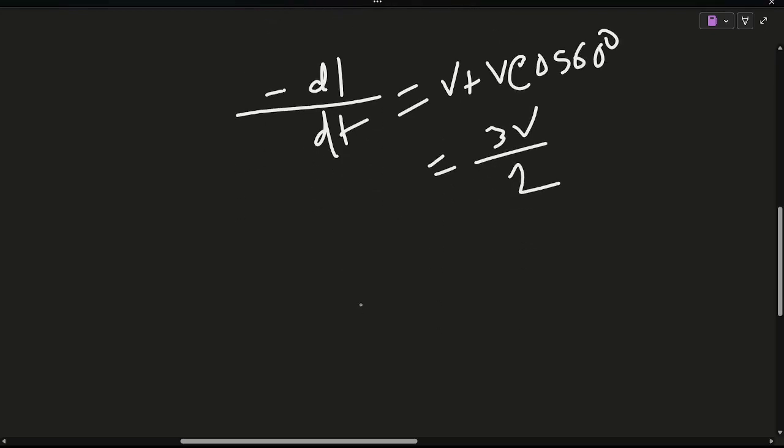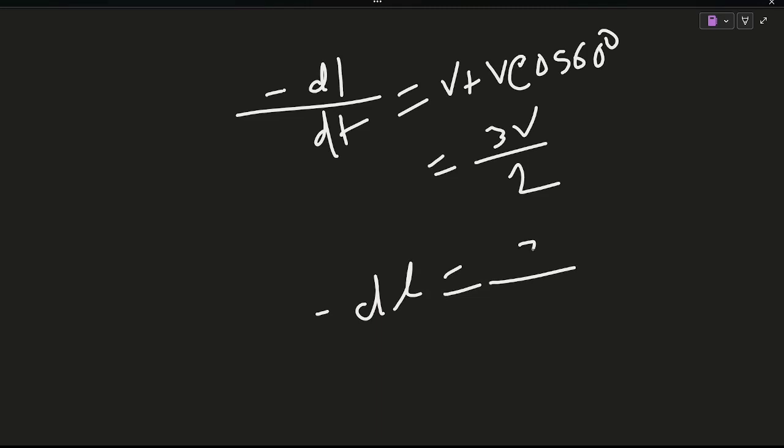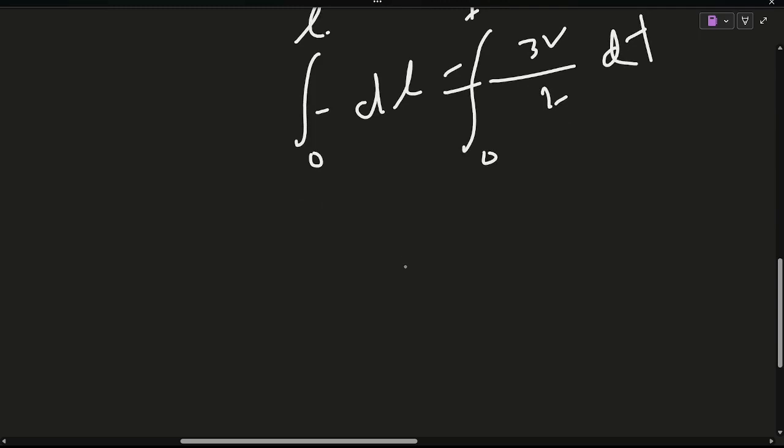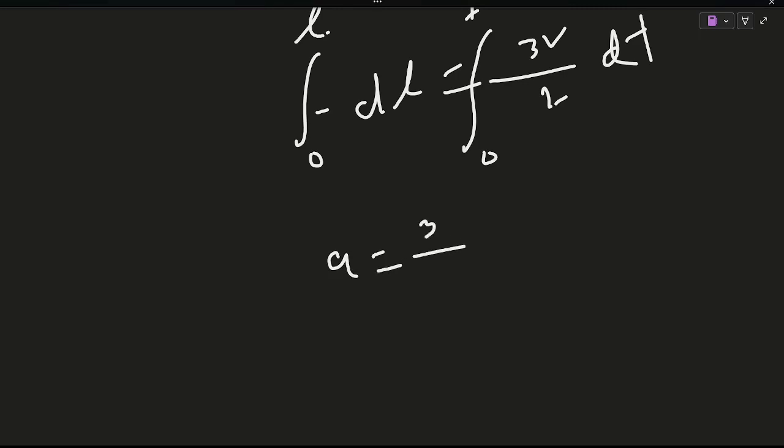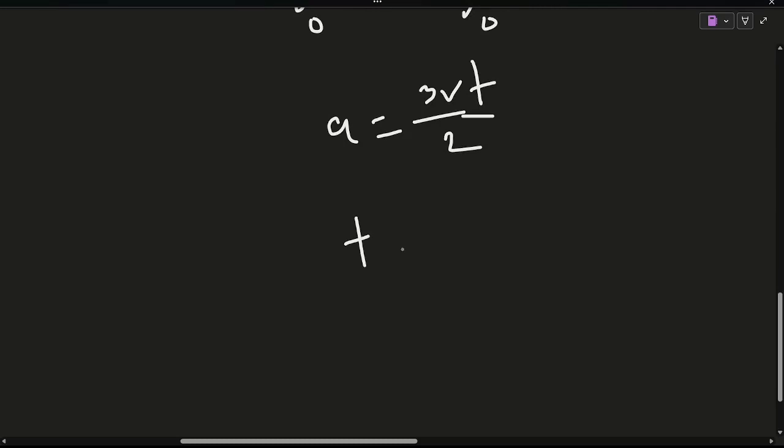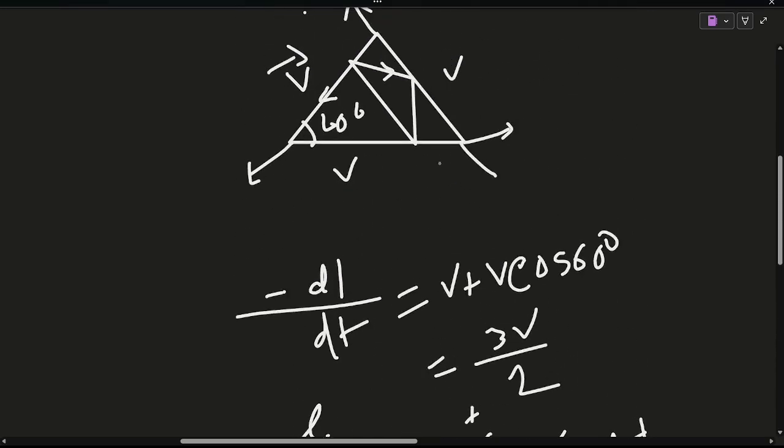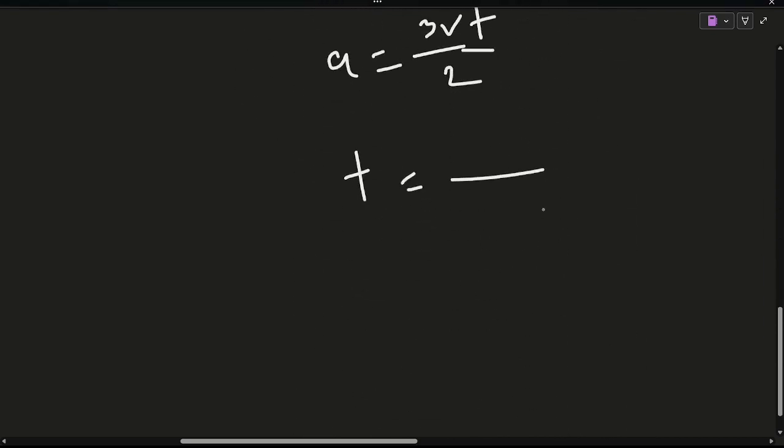Okay, minus dl is equal to 3V by 2 dt. If you integrate 0 to l and 0 to t, we will find that a equal to 3Vt by 2, or t equal, because all of our a, okay, 2a by 3V. Done.